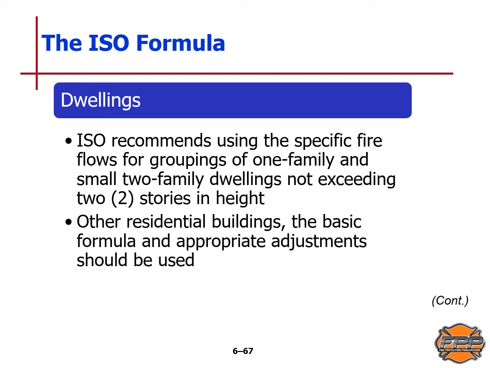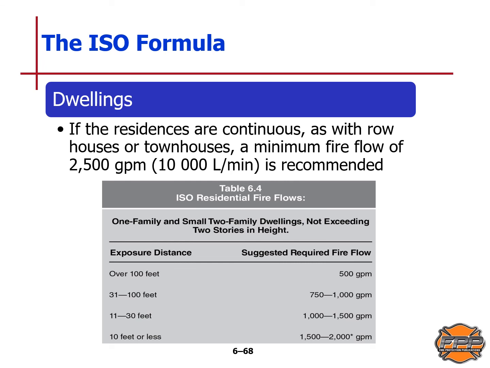ISO recommends using the specific fire flows for groupings of one and small two-family dwellings not exceeding 2 stories in height. Other residential buildings, the basic formula and appropriate adjustments should be used. If the residences are continuous, like a row of row houses or townhouses, a minimum fire flow of 2,500 gallons per minute or 10,000 liters per minute is recommended. But if they are small one-family and small two-family dwellings not exceeding 2 stories in height, as you see here on table 6.4, then it gives you suggested fire flow with exposure distance.